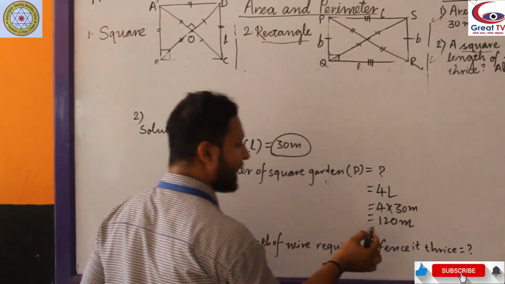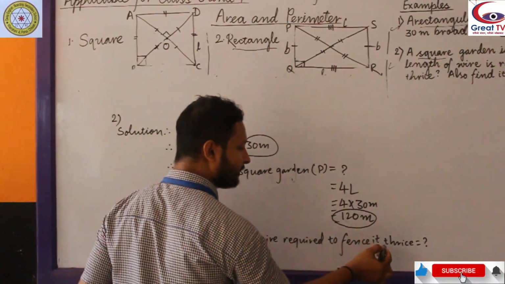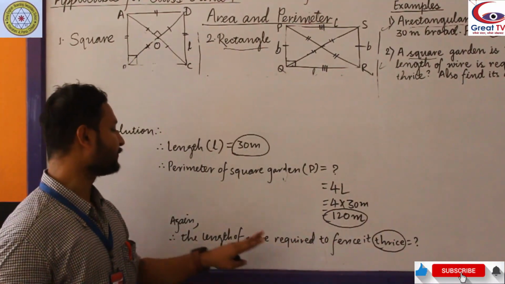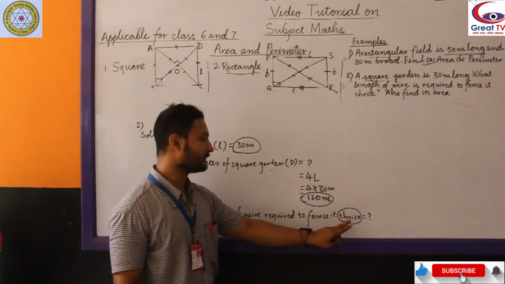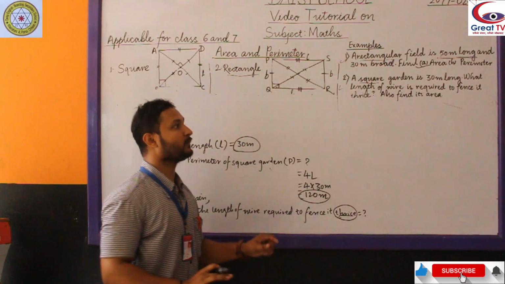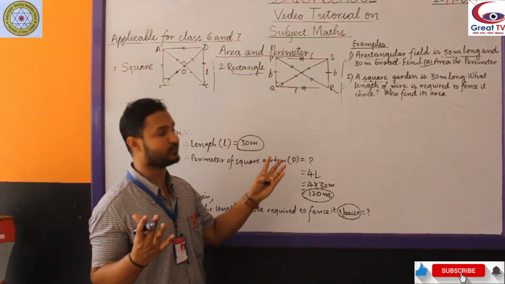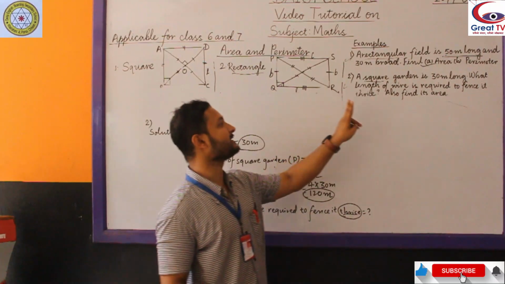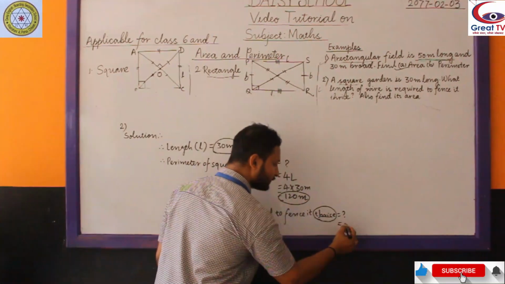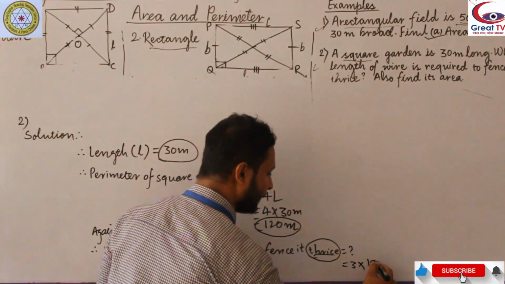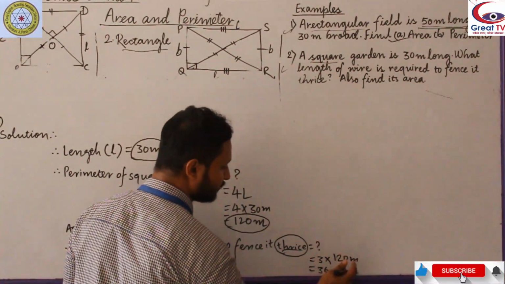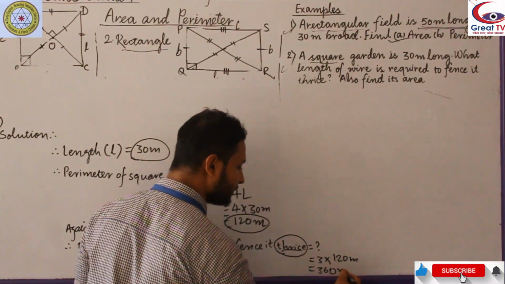So we have to multiply the perimeter by 3, because we are supposed to fence that garden 3 times. Thrice, the word thrice is used here. If it was twice, we have to multiply by 2. But the word thrice is used here, that's why we multiply the perimeter by 3. So 3 times 120 meter. 12 3 are 36. So 120 into 3 is 360 meter.